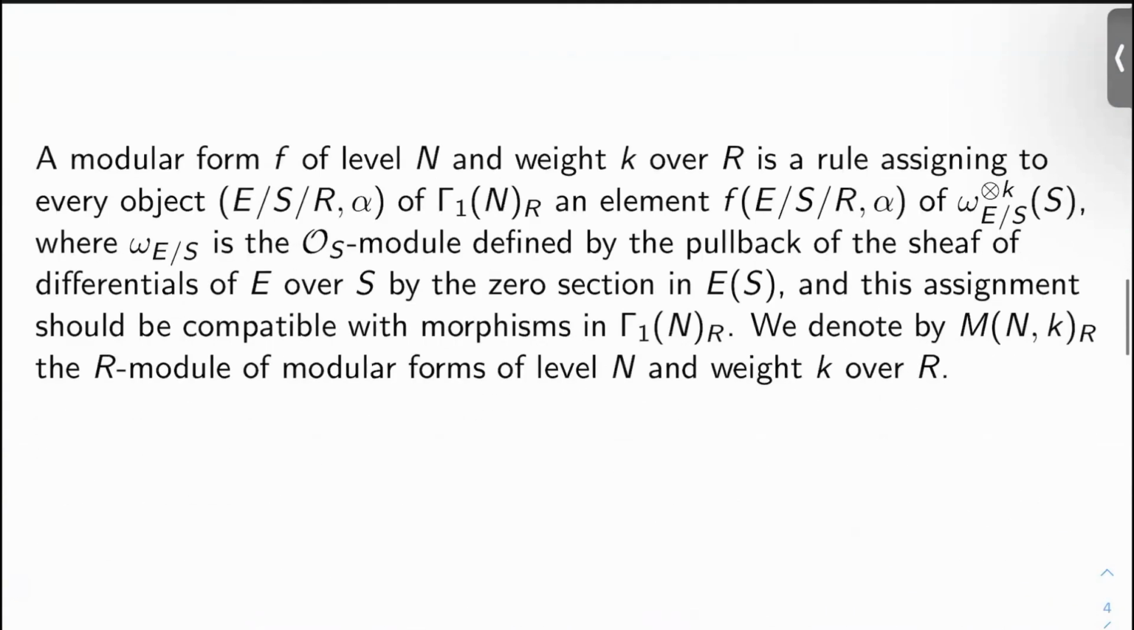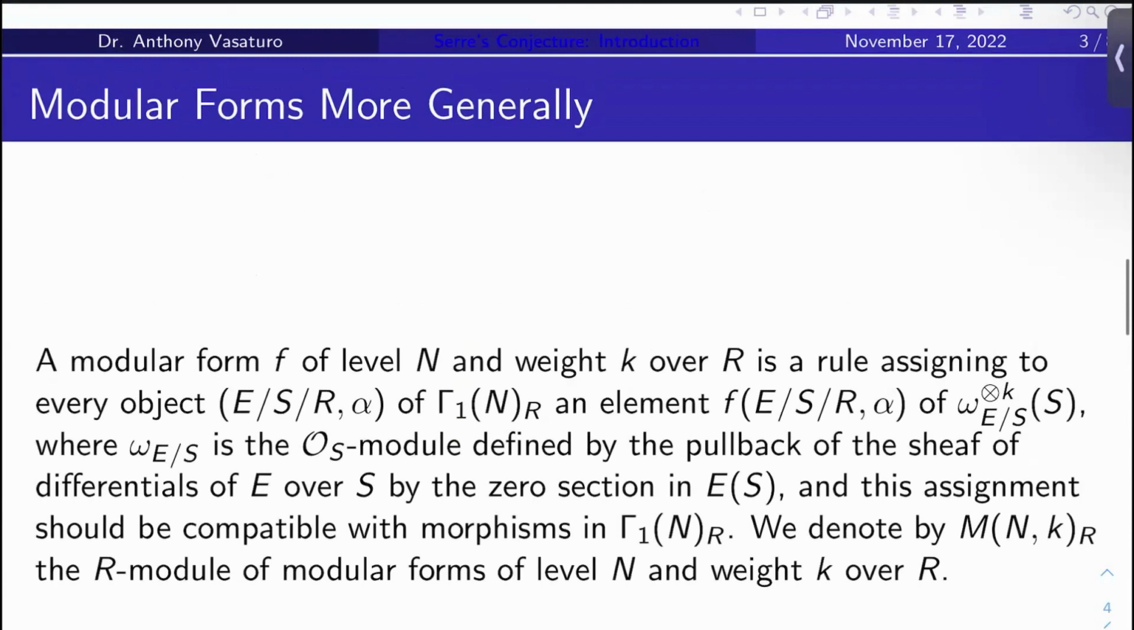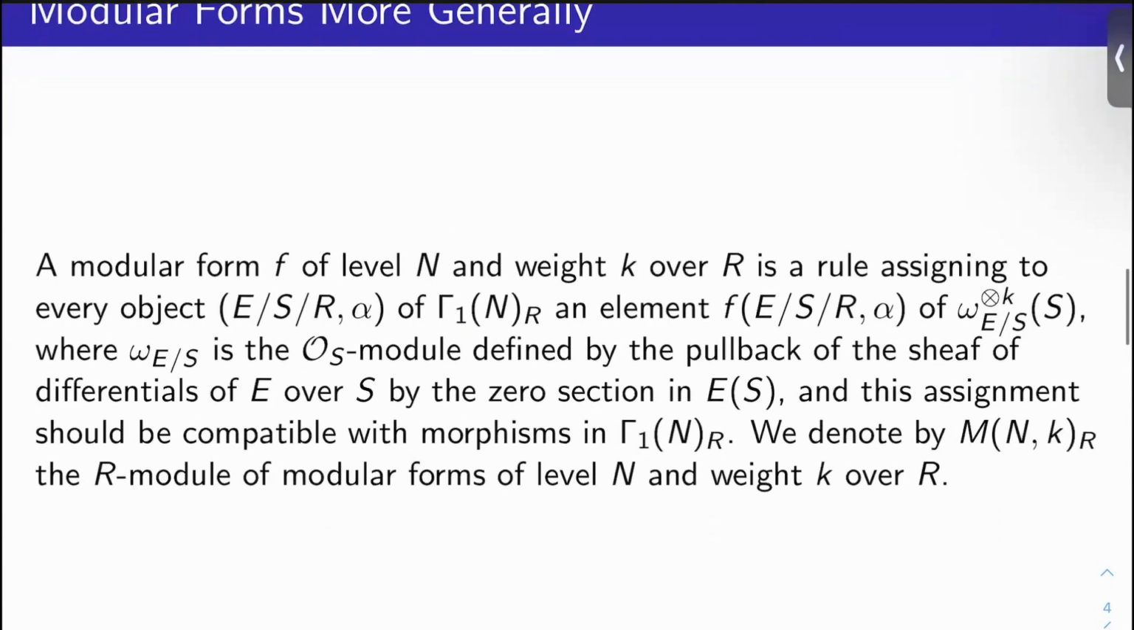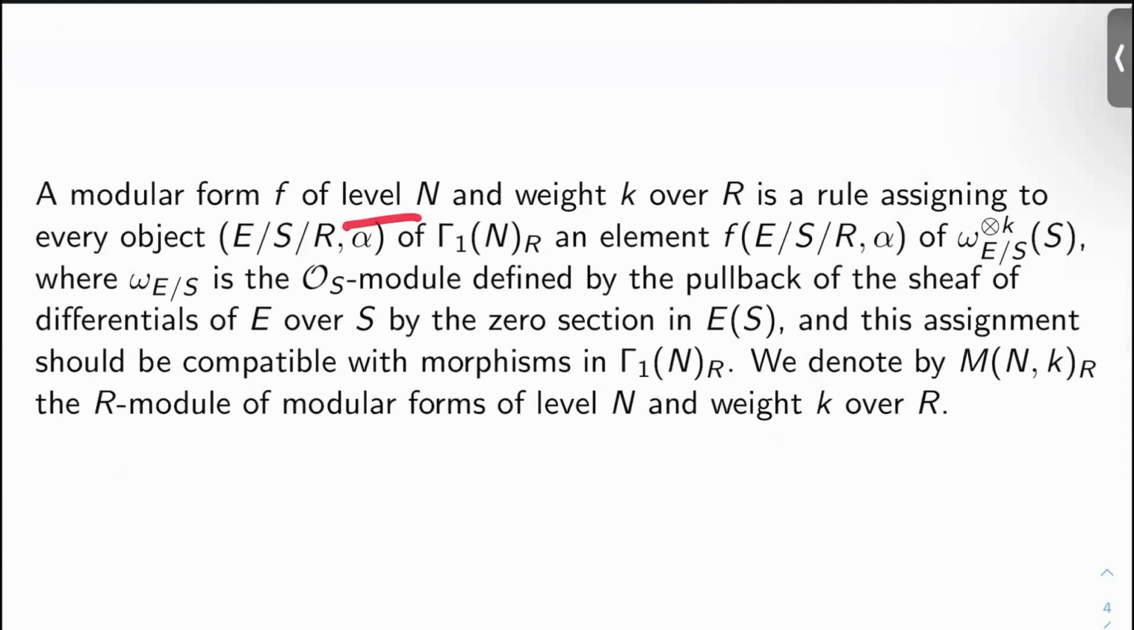Okay, so I want to use this description to tell you what a modular form is in a more general setting than you're probably used to. A modular form f of level n and weight k over R is a rule that assigns to every object (E/S/R, alpha) in Gamma_1(n)(R) an element f(E/S/R, alpha) in the S-sections of this sheaf omega tensored k times of E over S.